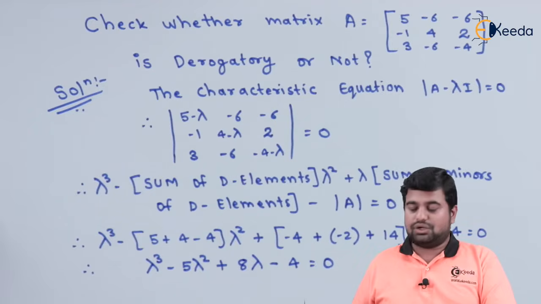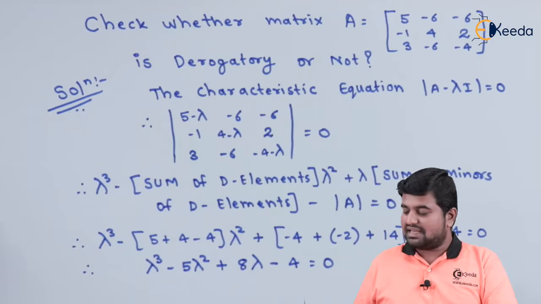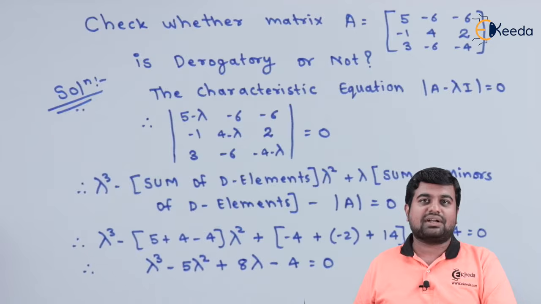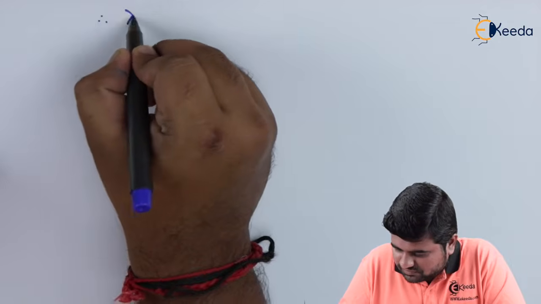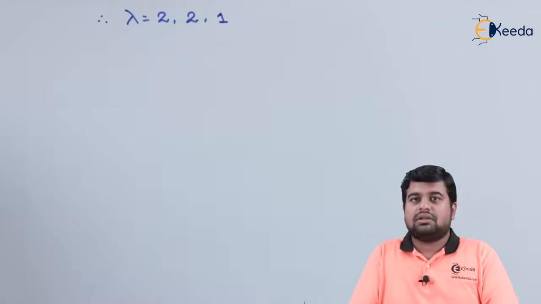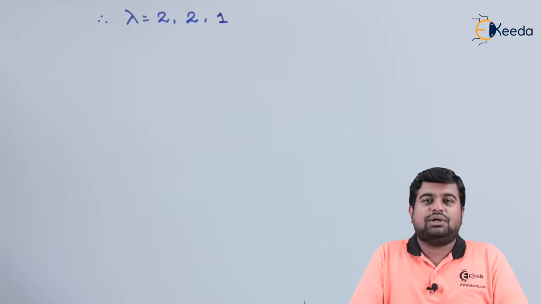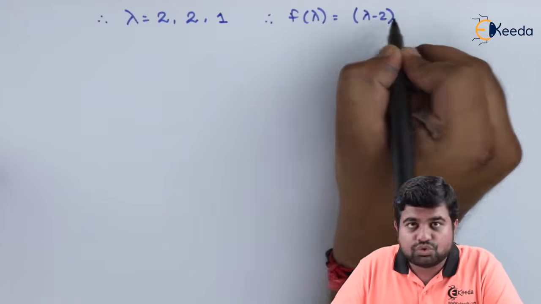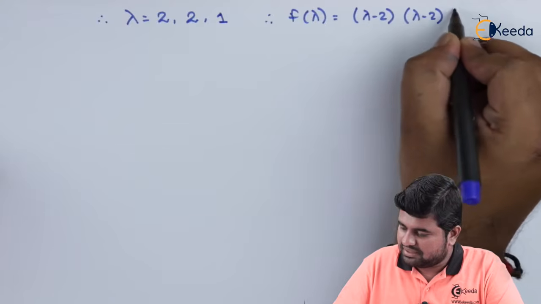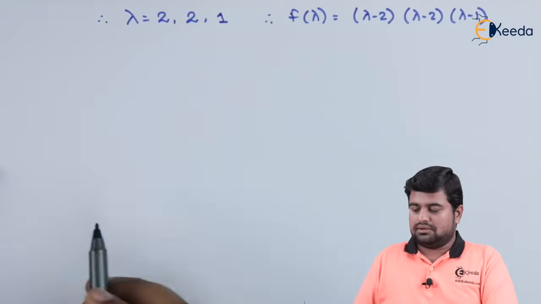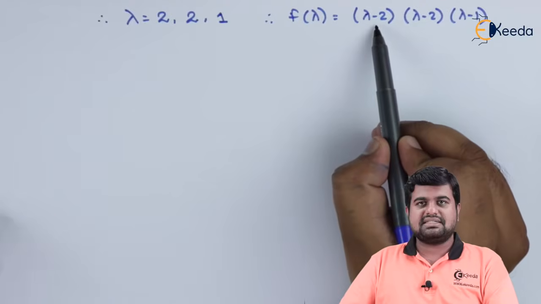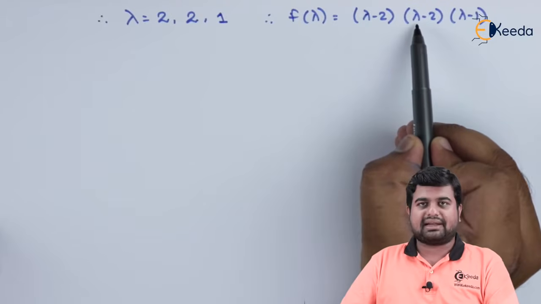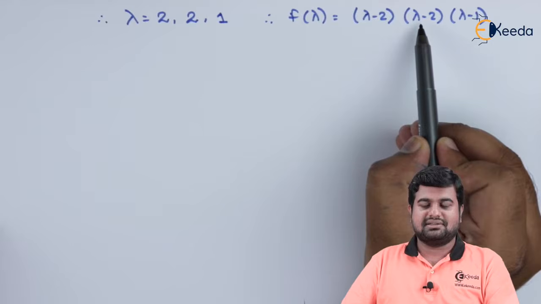So the eigenvalues are 2, 2 and 1, where the value 2 is repeated twice and the value 1 is not repeated anywhere. So we have all the lambda values as 2, 2 and 1. Let us write down f of lambda: lambda minus 2, lambda minus 2 and lambda minus 1. But we can see that if we consider one lambda minus 2 bracket, then the second bracket need not be considered.